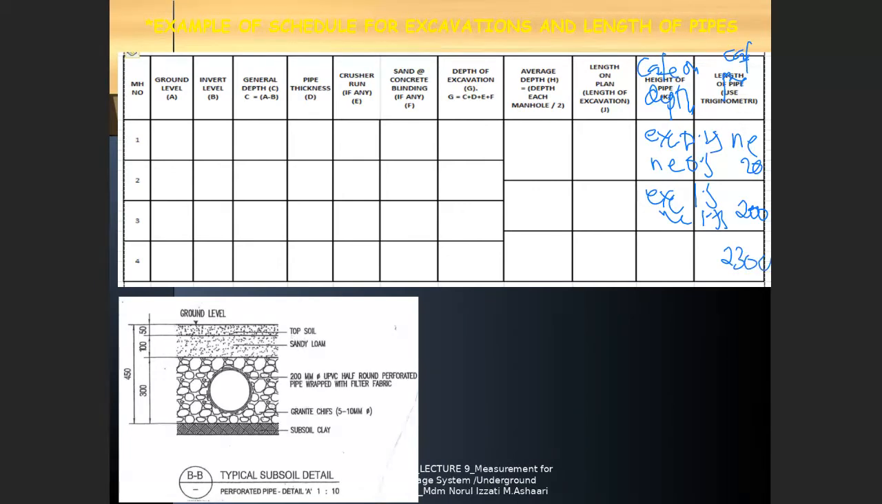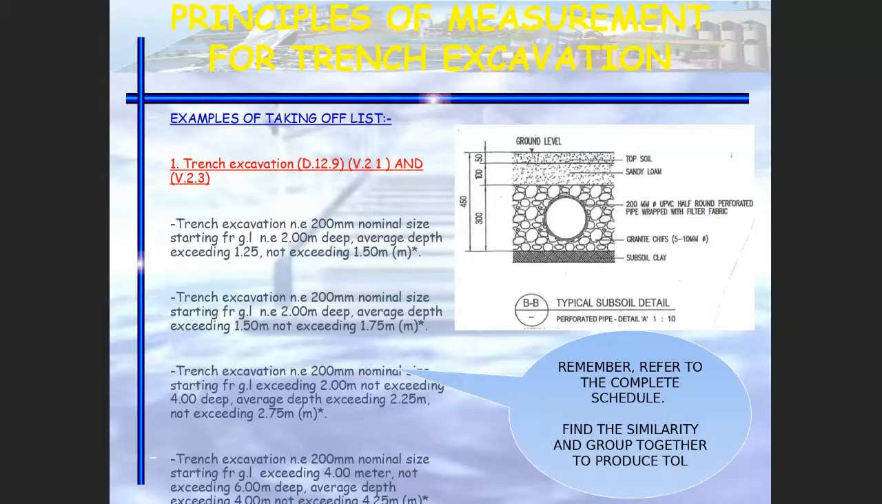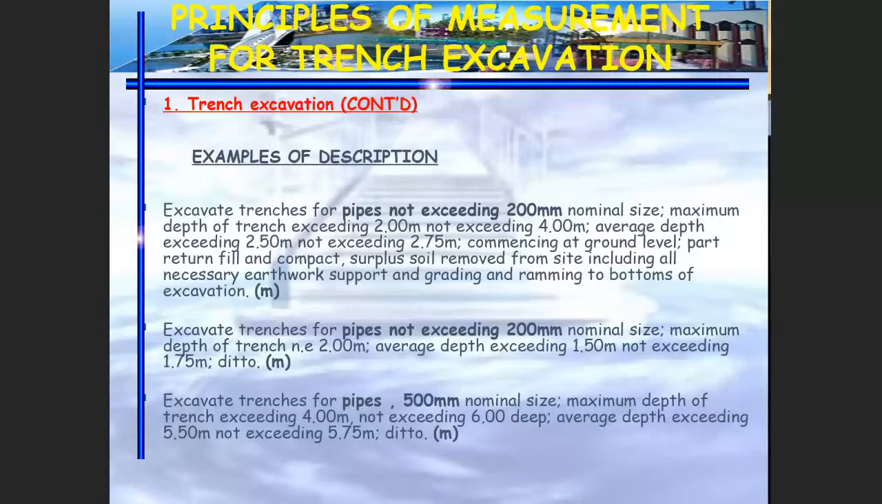So what shows the similarity? You can group together under one item. What shows the difference? You have to measure separately. Okay, so that is the concept of identification of the item to be measured for the first one. I have to zoom in. Look at the example of the description.